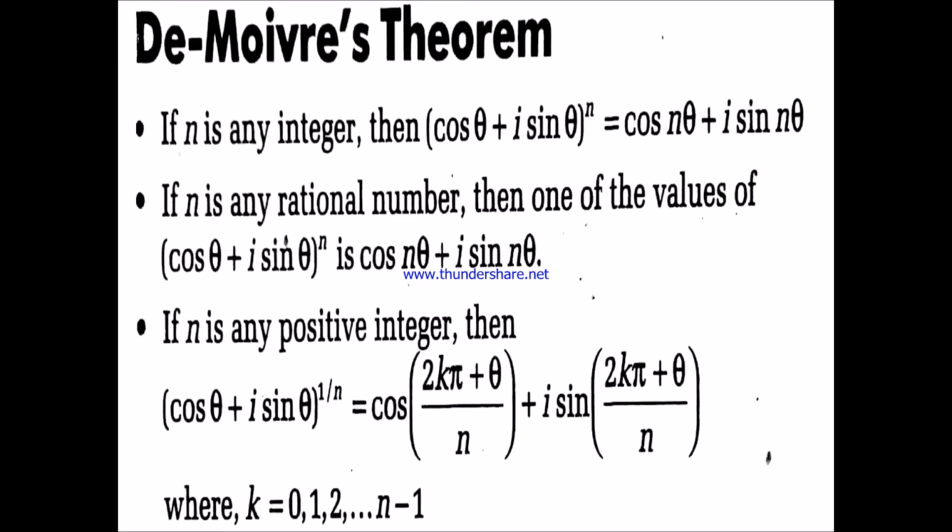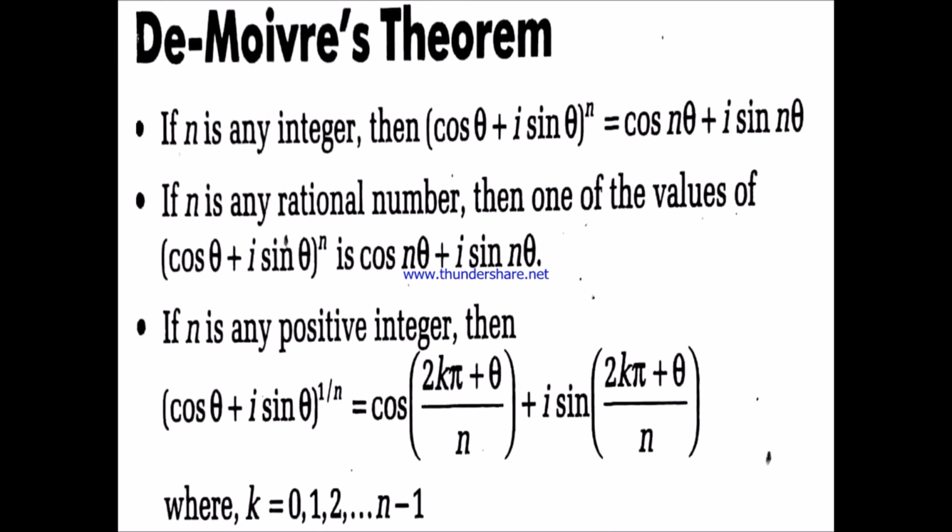Okay. So now let's see another part. If n is any rational number, then one of the values of this is cos of n theta plus I sin n theta. Understood? Rational number. For integer there is only one value, but for rational numbers there can be many values. Okay. Now let's move to the other part.